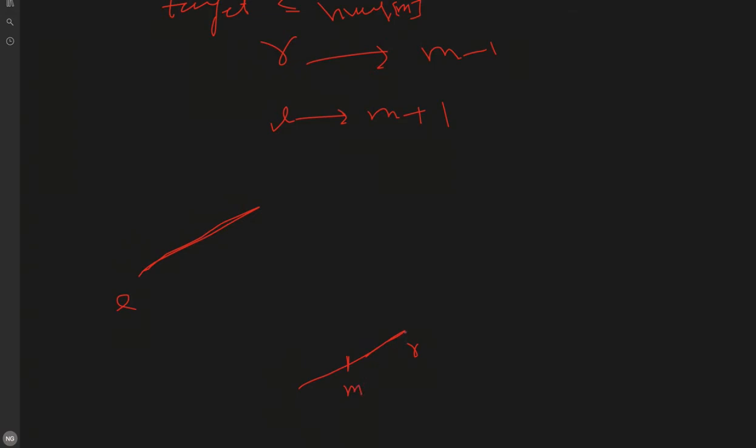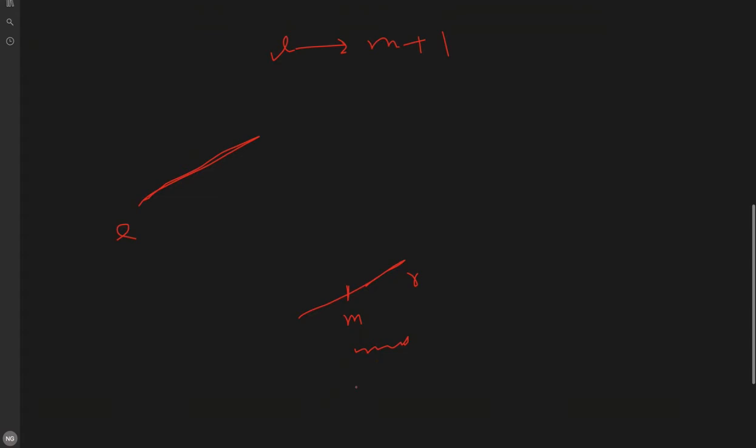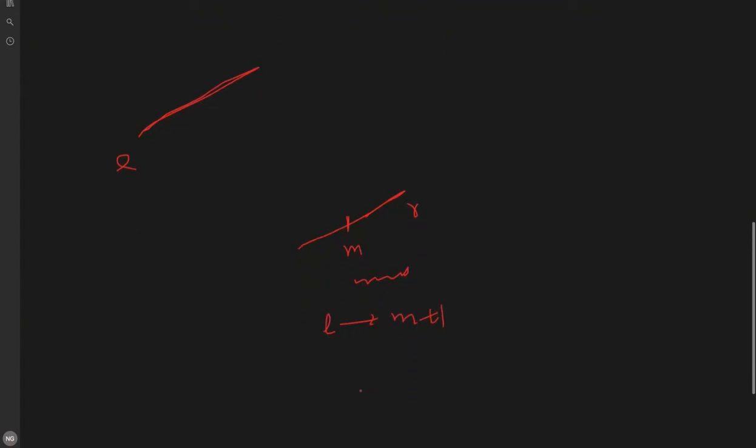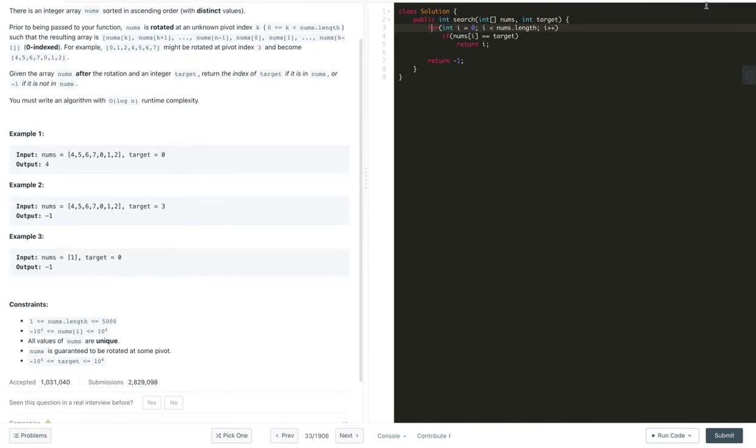So we compare, and we find that nums of mid is in this part. Now we check if our target lies in this range, then we increase L to m plus 1, otherwise we decrease R to m minus 1. So these are the conditions, and the condition for this is target greater than or equal to nums of m and less than or equal to nums of R. So this is the idea. Now you can pause the video and try to implement the code yourself. So let's quickly start the coding part.